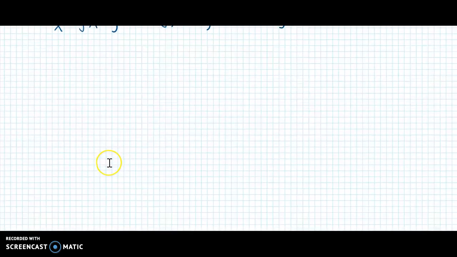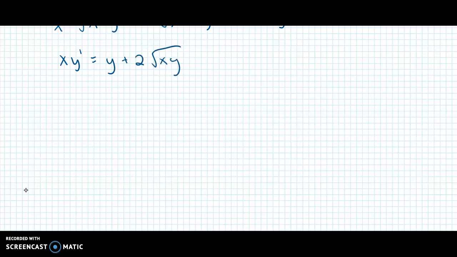So let's do, here we go. Before I write this, you have to show, 1, this is a V-sub using the same V that we did in the last one. 2, you have to show that let V equal, work with those 3 lines. So x y prime equals y plus 2 root xy. Oh, there's our root.